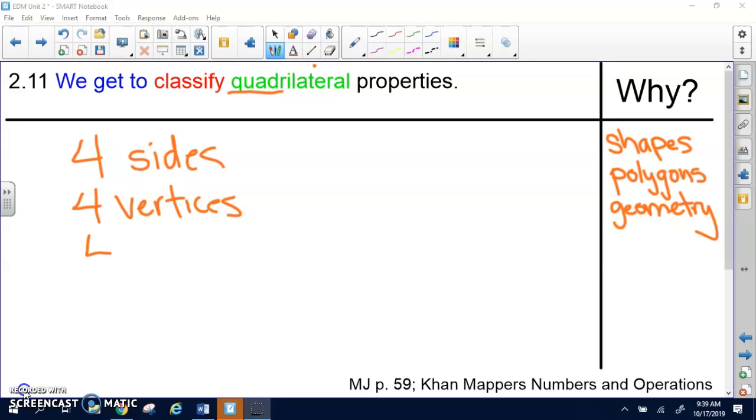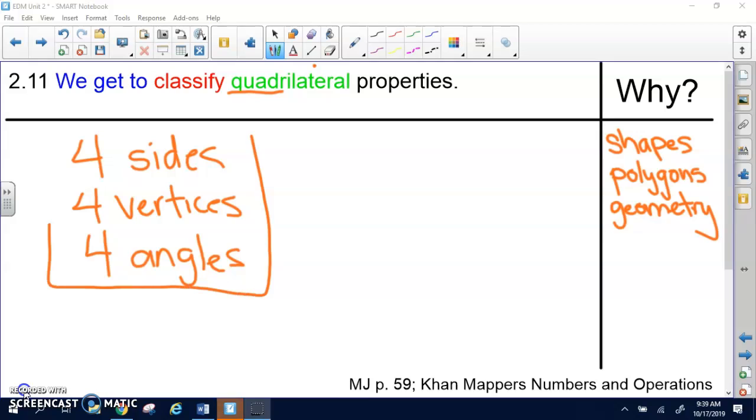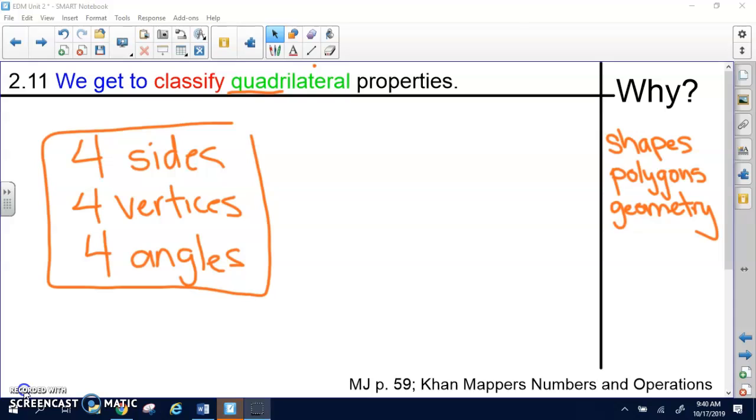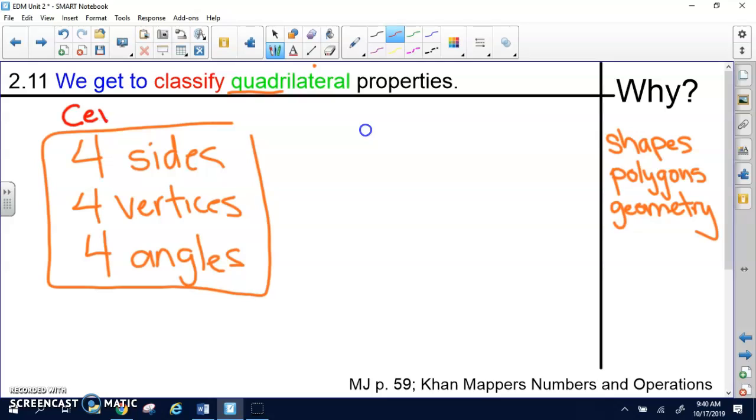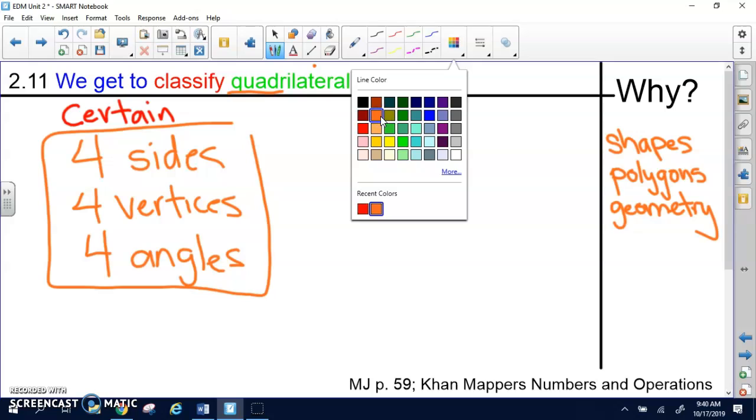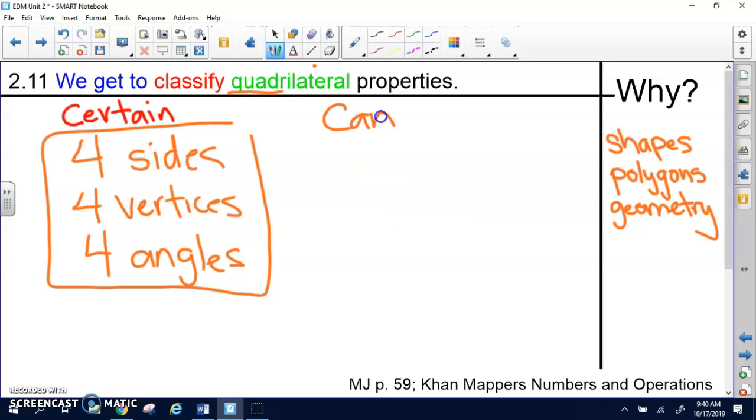Sometimes it has 4 right angles. Let's say it has 4 angles. That's for certain, okay? So I think these are the 4 certains. That's what makes a quadrilateral. Is there another one? So let's say this. Because there's some categories here, okay? There's some certains, and there's some it cans, right?